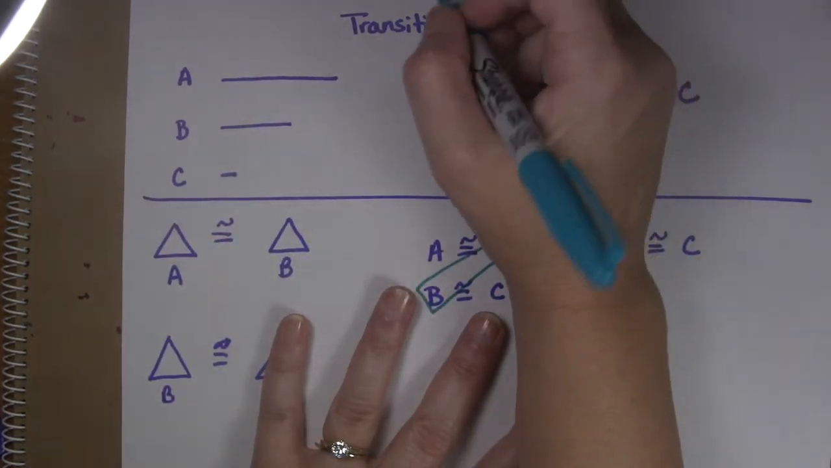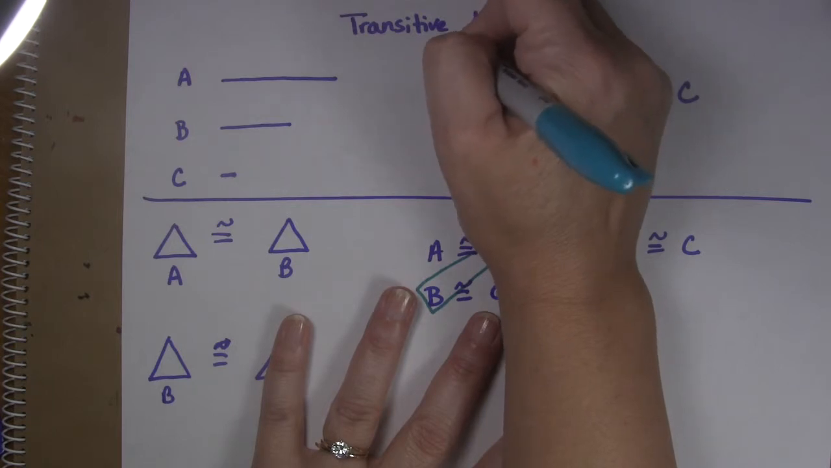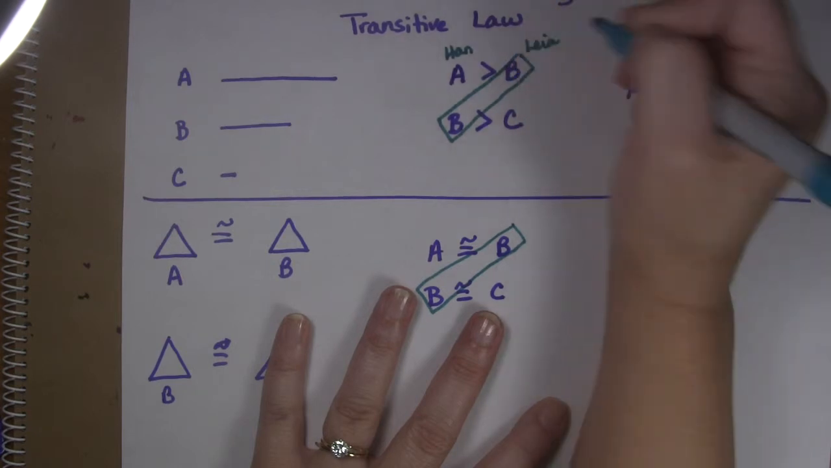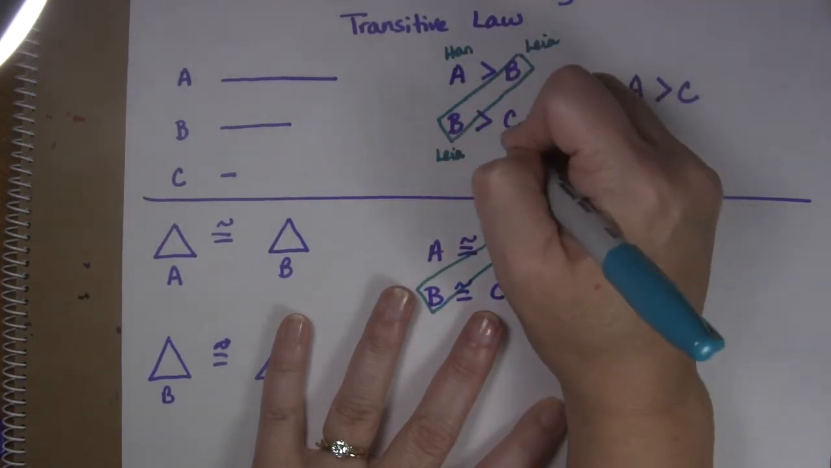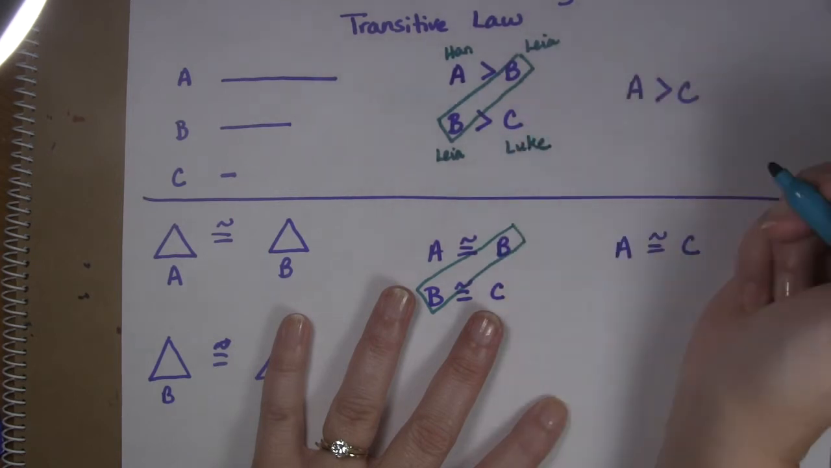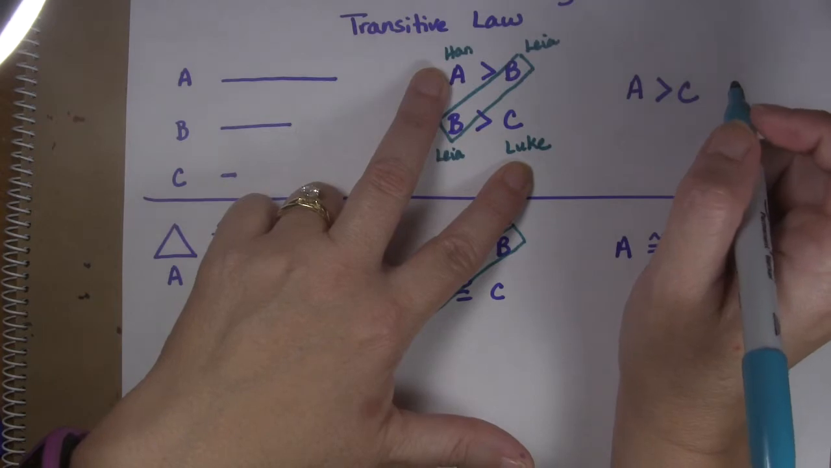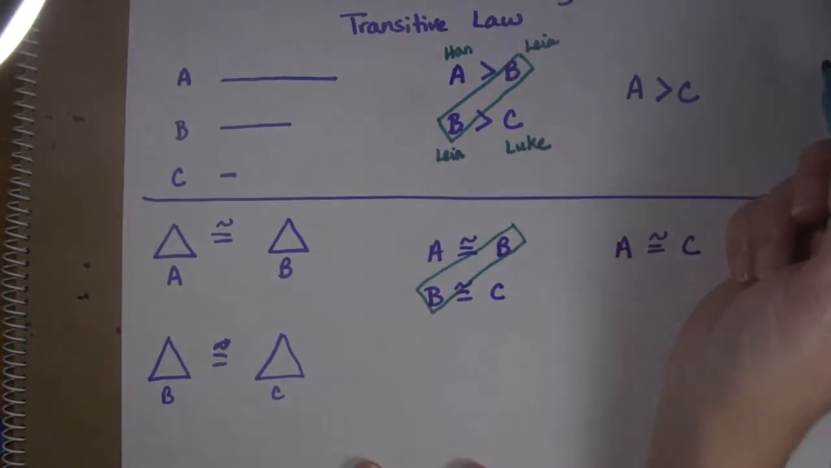So if we have Han Solo in love with Princess Leia, and we have Leia in love with Luke Skywalker, we cannot say that Han and Luke love each other, although they sort of do, but in a different sort of way.